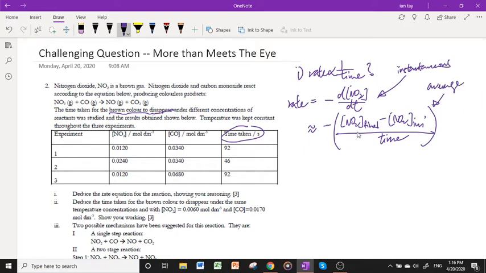And we note that the final concentration of NO2 is likely to be very close to 0 because the brown color disappears, or it will be a very small constant value. So we can just take this to be 0 and then we'll get initial concentration of NO2 over time. So if the numerator was a constant, then we can just take rate is proportional to 1 over time. Unfortunately, we realize that concentration of NO2 changes between the experiments. So now we have to use this as an approximation for reaction rate.